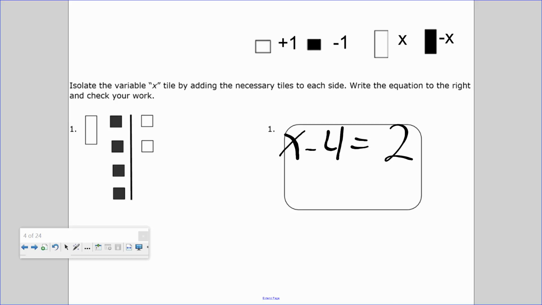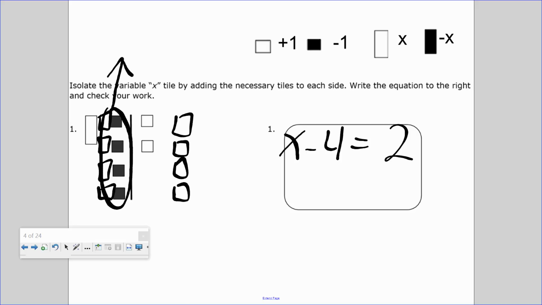So I need to isolate the variable x. So I do the inverse of -4 with +4. But is it balanced? No. I need to draw it on this side. These all disappear, zero pair. So I have x equals 6.